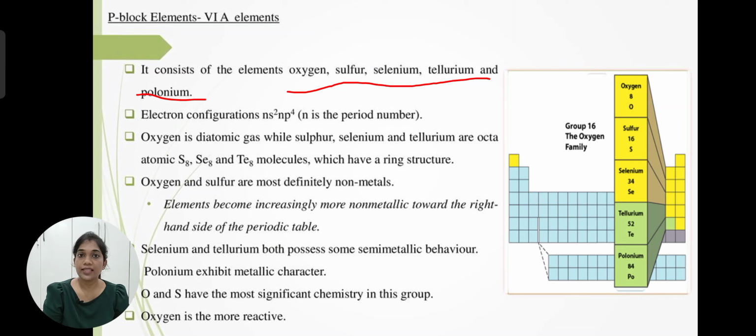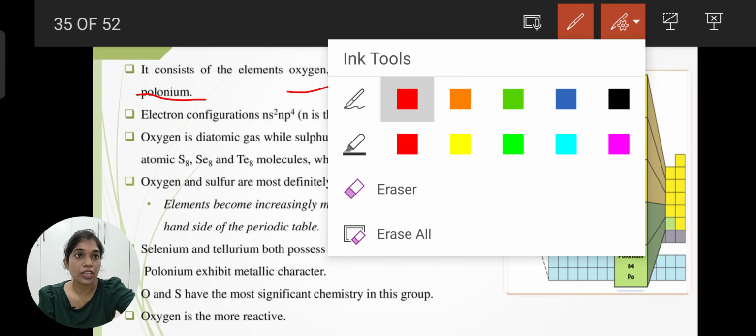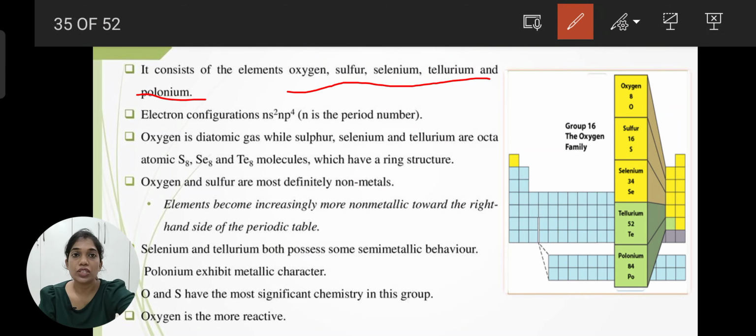Now let's see the general properties of this family. Firstly, we will see the general electronic configuration. So the general electronic configuration of the oxygen family is ns2 np4. n is equal to 2, 3, 4, which is the number of the period.